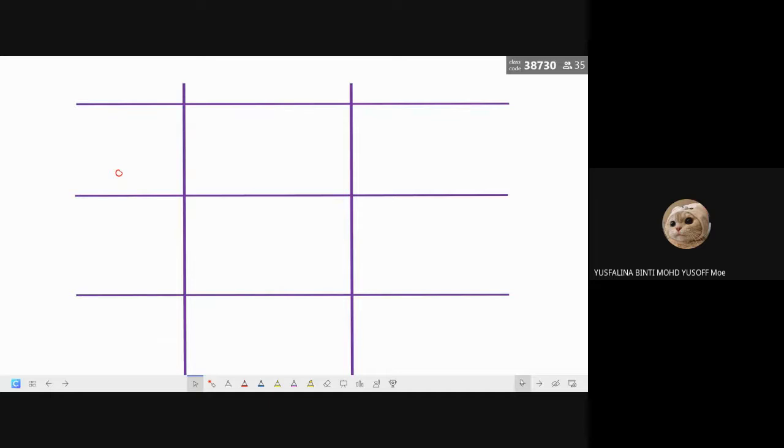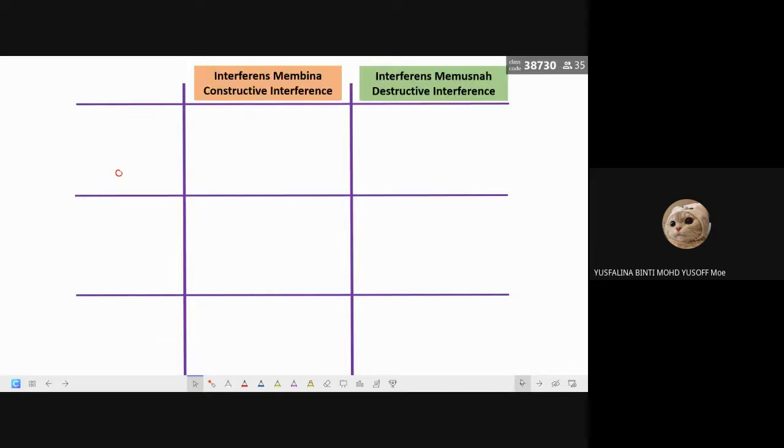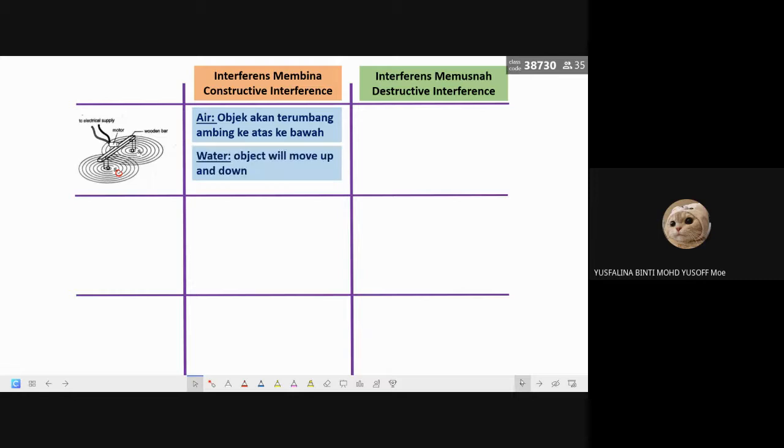So let's see the difference between constructive interference and destructive interference for water waves. If I put an object at the part where constructive interference occurs, what happens to the object? The object will move up and down, because there is constructive interference. Now if I put the object where destructive interference occurs, the water will become calm, so the object will not move, because there is destructive interference there.